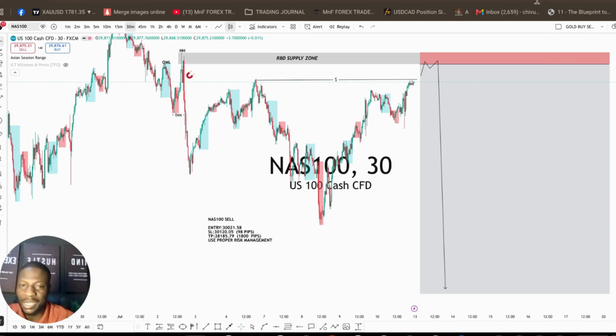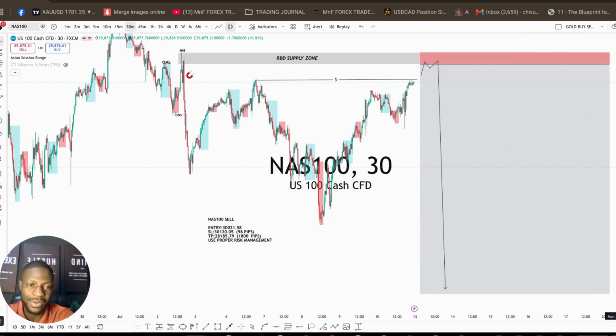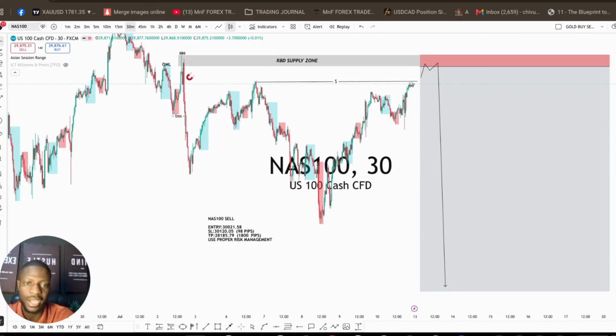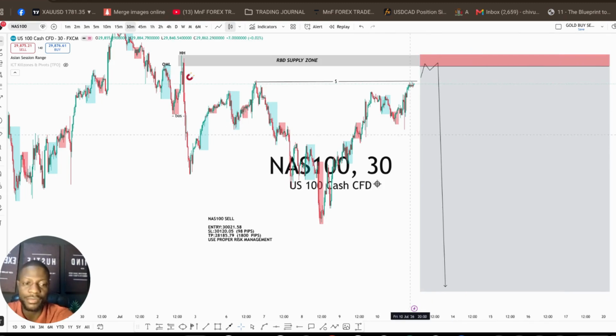Hey guys, let's break down this beautiful trade on Nasdaq right here on the 30 minutes time frame, where I'm looking at 98 pips stop loss and about 1,800 pips target right here, making this a 1:19 risk reward ratio. All right, so let's get into it right now.